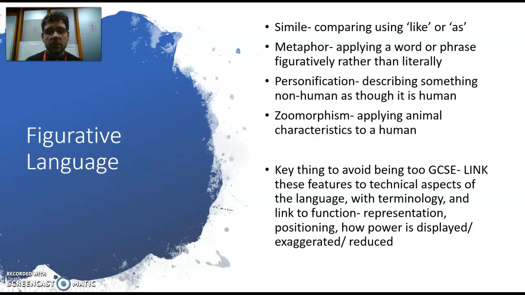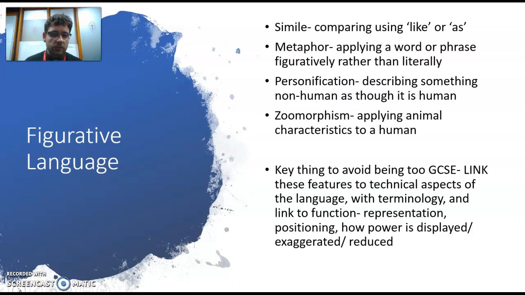If you want to avoid being too GCSE, there's two key things you need to do. One is link it to other technical aspects with terminology. So if you link it to a particular type of adjective that's used alongside a particular pronoun, alongside a particular adverb, and you're linking those things together, then that is okay. If you're just saying there's a metaphor on its own, that's when it's less good.